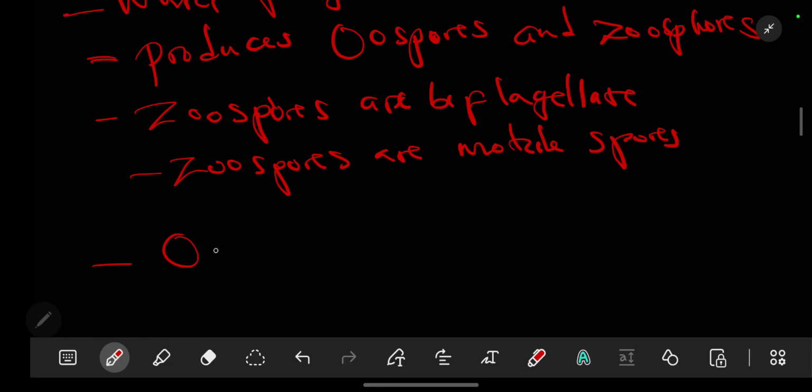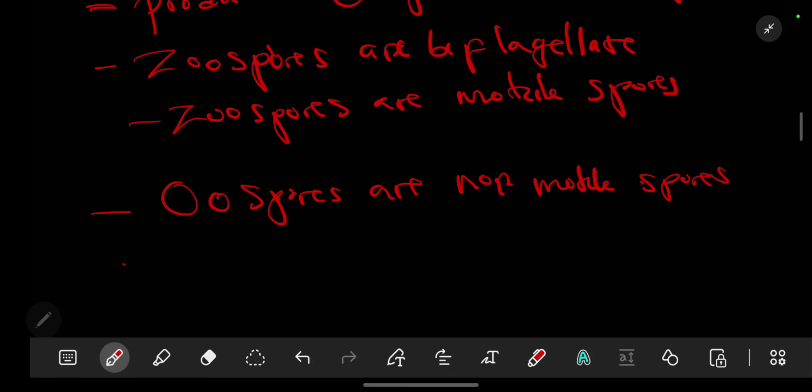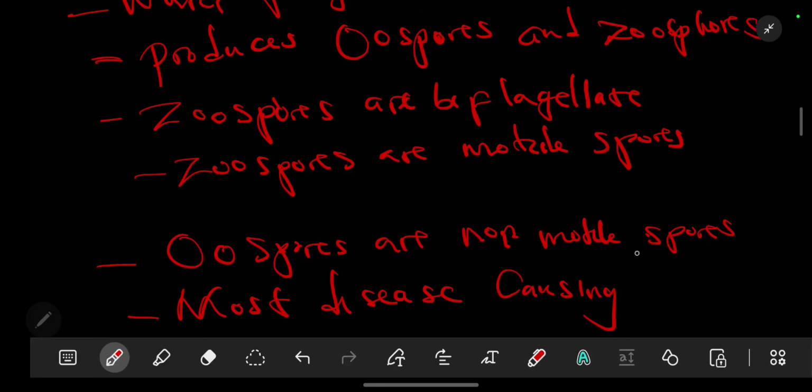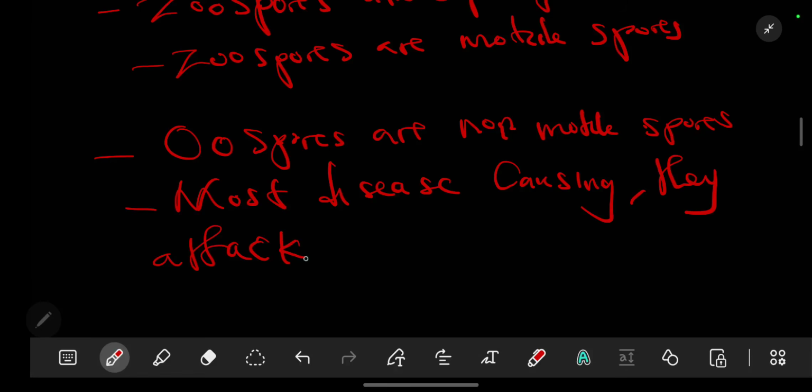However, on the contrary, oospores are non-motile, meaning they cannot move on their own. They are non-motile spores. They are mostly disease causing. In fish, the Oomycete attacks fish gills.